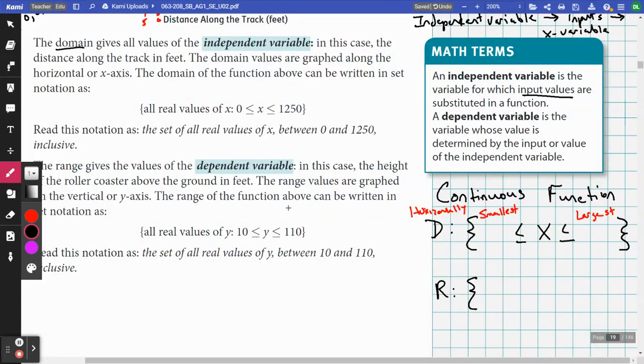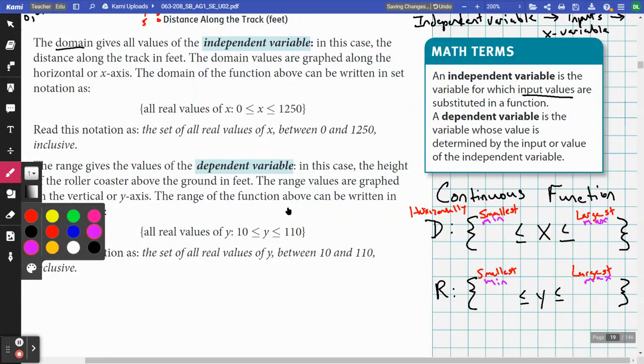I do the same thing for the range, right? Less than or equal to y, less than or equal to. We'll draw my brackets. Okay. And again, what is the smallest or the minimum? What is the largest or the maximum? Getting into those terminologies, right? This is the minimum. This is the maximum. And again, this is going to be vertically. Your range is your y, which is vertically.